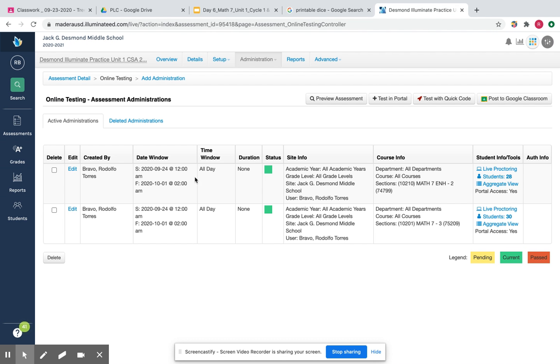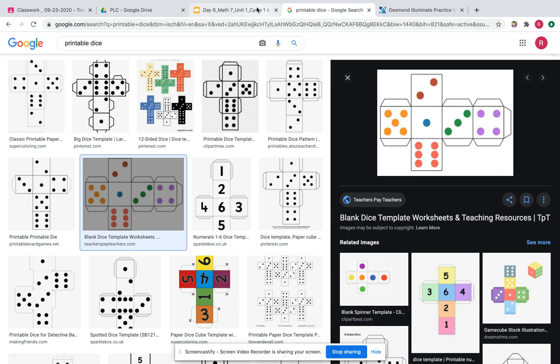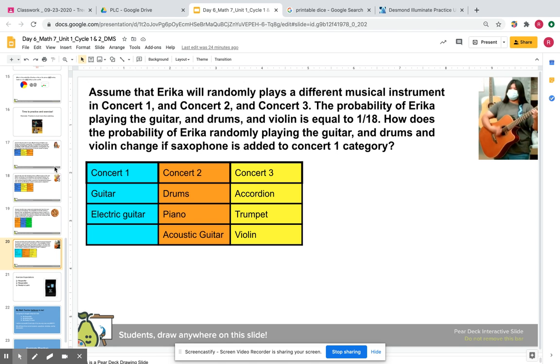So, on Illuminate, I did assign a practice test. It's not required, it is not graded. I just have it there for you to practice. Anyways, back to this. Today you do have one assignment, one problem to do. Hopefully you're able to do it right and correctly.